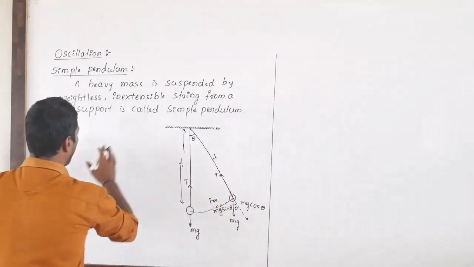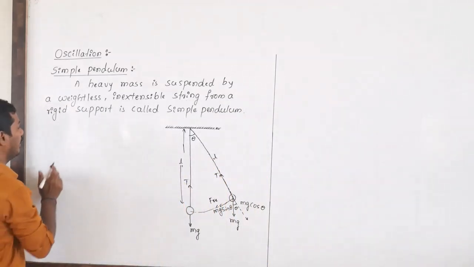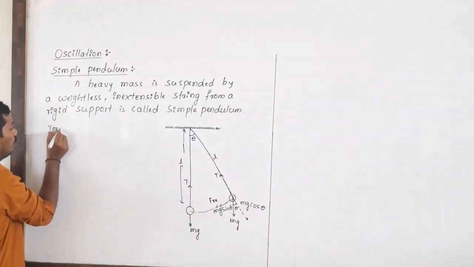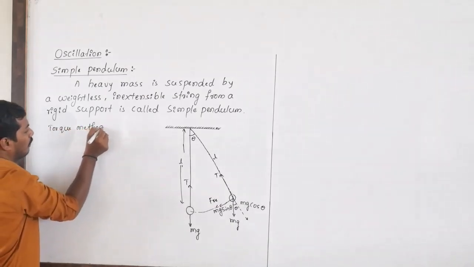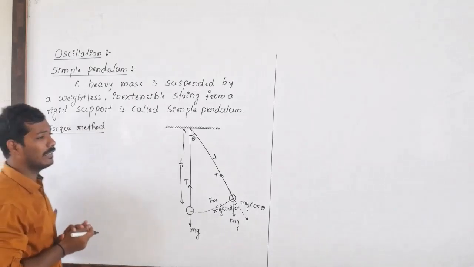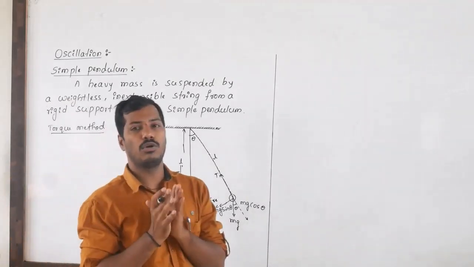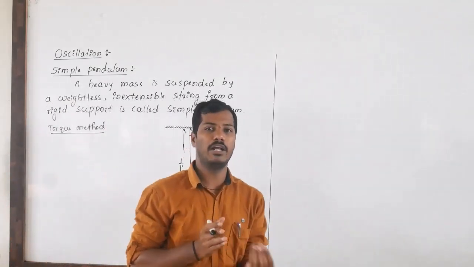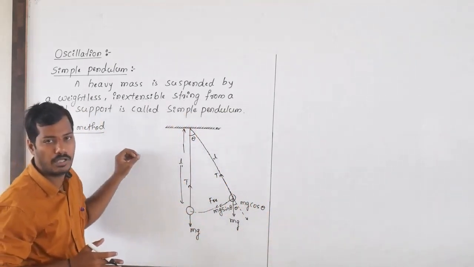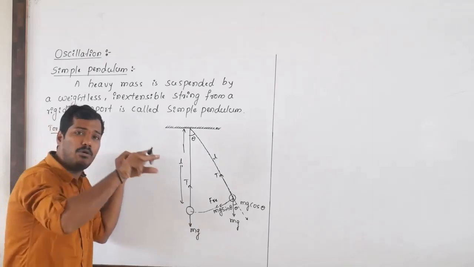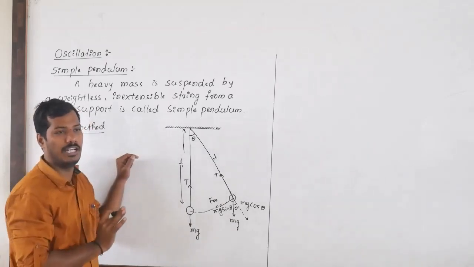Then I'll derive only the torque method here. According to the torque method, torque is nothing but what? It is the rotating effect applied on the body. Rotating effect means if you apply a certain force on that body, the displacement of that body is perpendicular to the applied force.